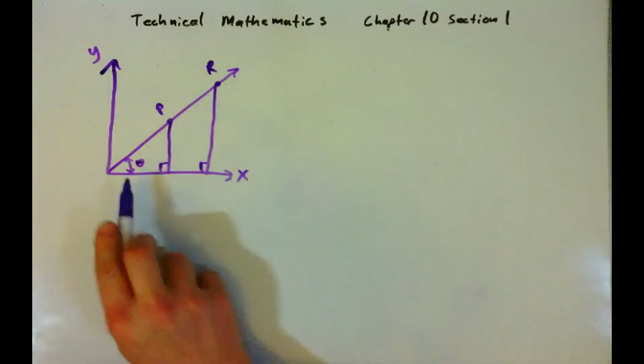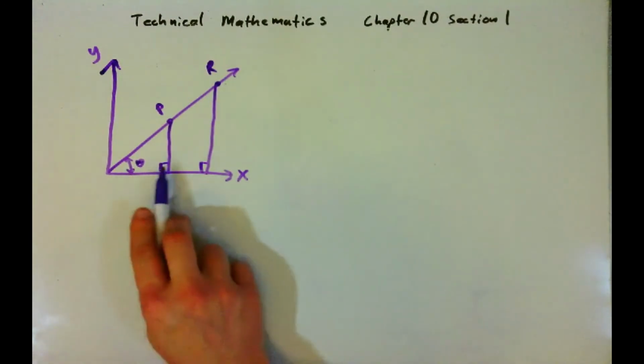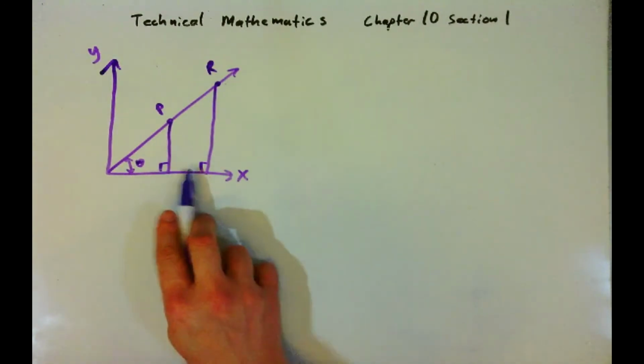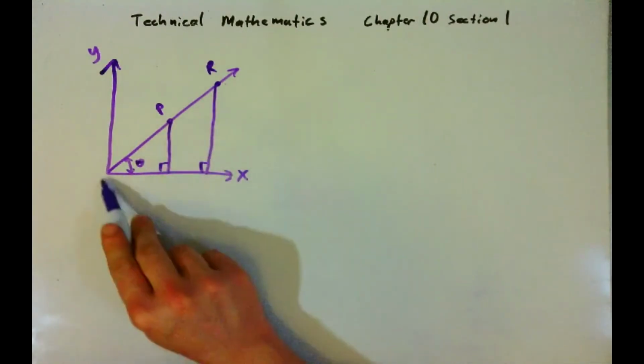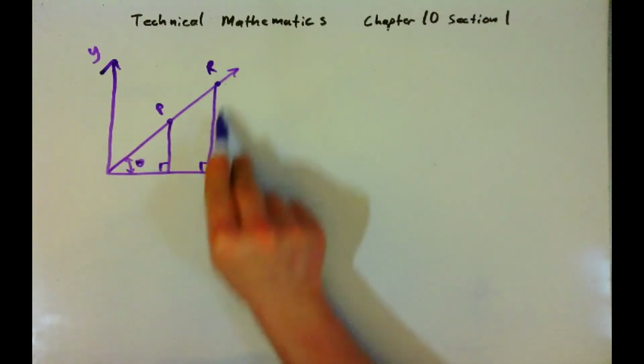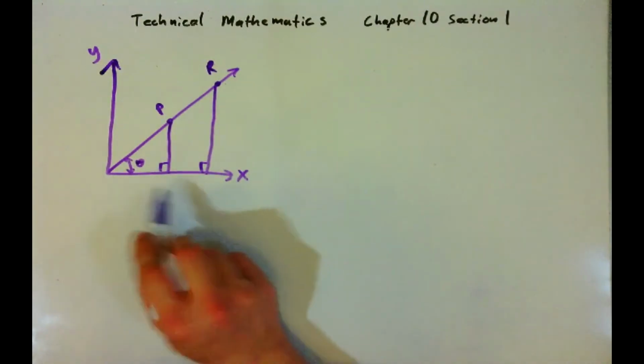And so these triangles are similar because they both have angle theta, they both have angle 90 degrees, and that means that the third angle of each triangle must also be equal, because all three angles of the triangle have to add up to 180. And so these are similar triangles.